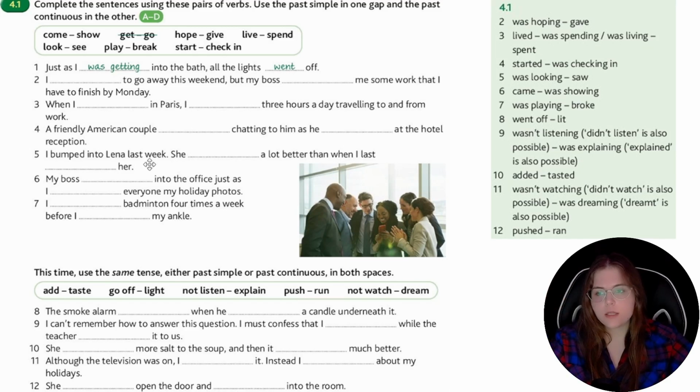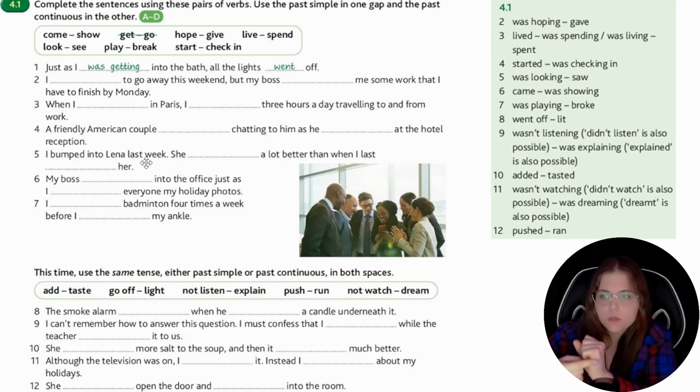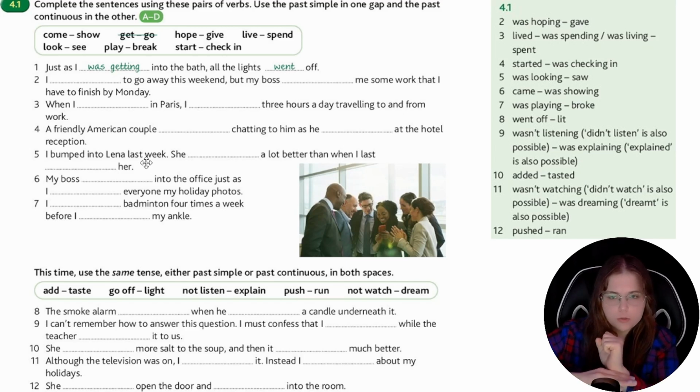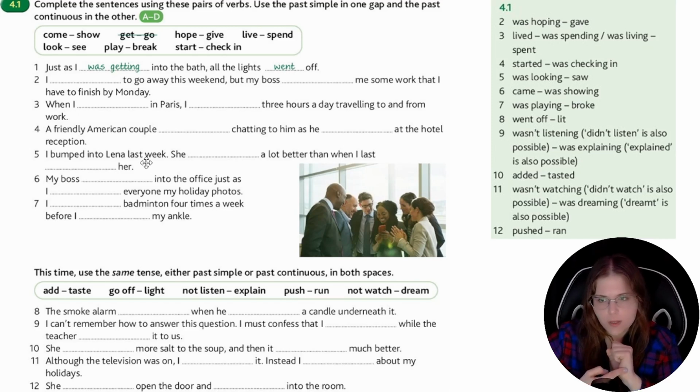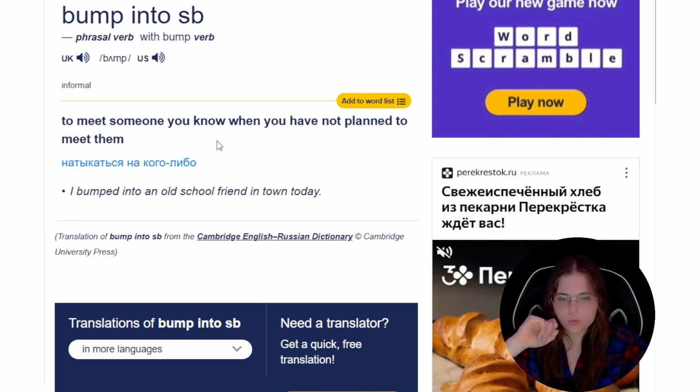I bumped into Lena last week. She was looking a lot better than when I last saw her. I last saw her, it was in the past, maybe 2 years ago. Past simple, short action. She was looking a lot better at this particular moment in the past when I bumped into her. Short action, I bumped into, and during this point of time she was looking a lot better. By the way, bumped into means to meet someone you know when you have not planned to meet them.